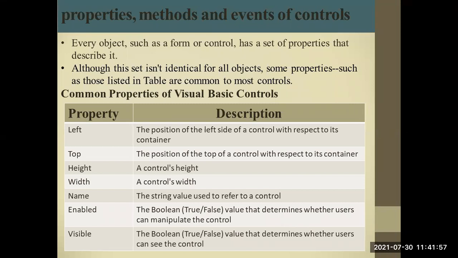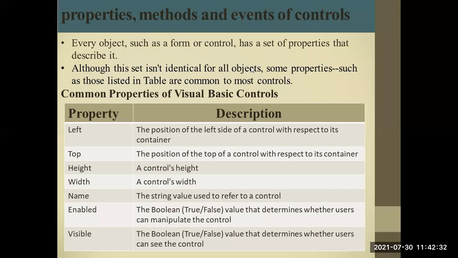Now in this table below, we have two columns. One is the property, and the second one is the description. These are some of the properties I have mentioned. It is not mandatory that all of the objects, whether different controls or different forms, will have these properties. But most of the time, these properties are found very commonly in most of the controls. That is the reason we have listed them here.